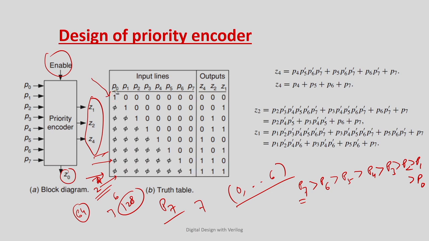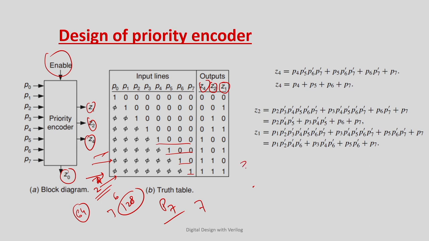Now, I can write the expressions corresponding to Z1, Z2 and Z4, which are my outputs. So, Z1, Z2 and Z4, because I have now 10 values. For example, if I take Z4 first, Z4 is basically this scenario and this scenario. So, I can write just P7. I will start with Z4. So, this is P7, this one is basically P6 and P7 bar, this one is P5 and P6 bar, P7 bar, and this one is P4 and P5 bar, P6 bar, P7 bar. Okay.